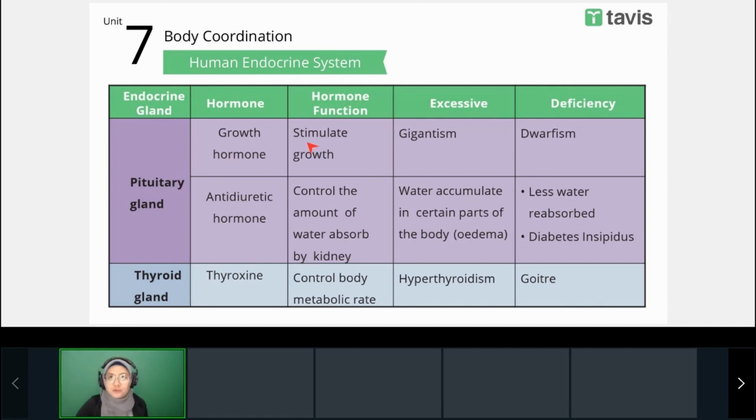We name it a growth hormone. Of course, it's to stimulate growth. This hormone, like every hormone, becomes a disease if it's in excess. Deficiency also becomes a disease.